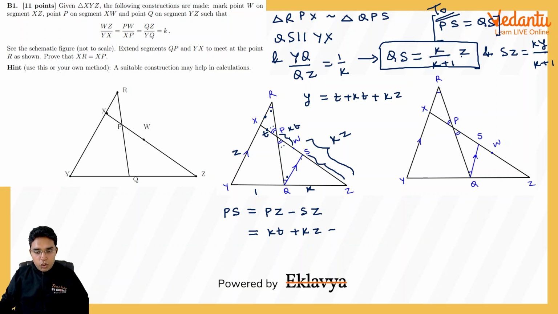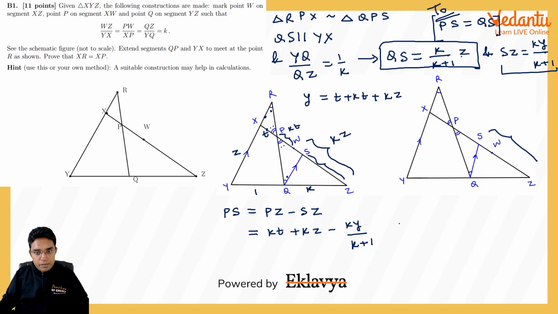SZ and QS are corresponding sides to that triangle, XZ and XY sides. In that bigger triangle XYZ, if you compare this SQZ, this QS and SZ are corresponding sides to YX and XZ. So SZ is KY upon K plus 1 and QS is K upon K plus 1 into Z. Now this SZ I can write as KY upon K plus 1, and this SZ equal to KY upon K plus 1 is valid here as well.